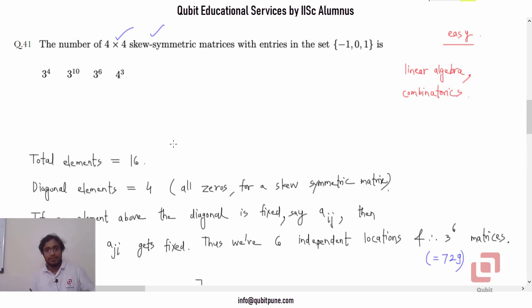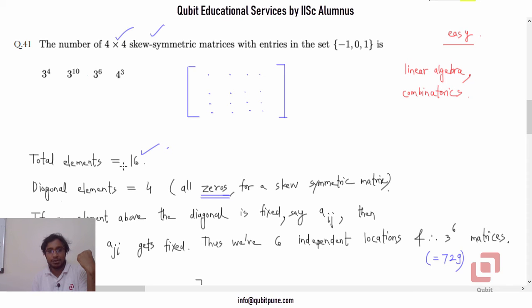First thing to note: if you take any 4x4 matrix, it will in all have 16 entries, 16 elements. But as far as skew-symmetric matrices are concerned, the very definition puts a restriction on the diagonal elements. Diagonal elements are all 0. So out of 16, 4 are already gone. There is nothing to be determined there. 4 are gone, 4 are dependent. Now let's go to the remaining 12.